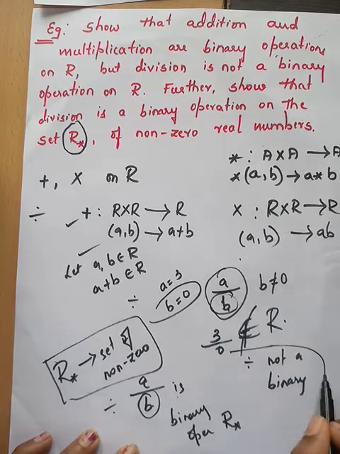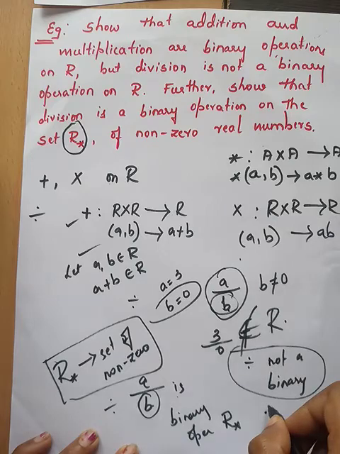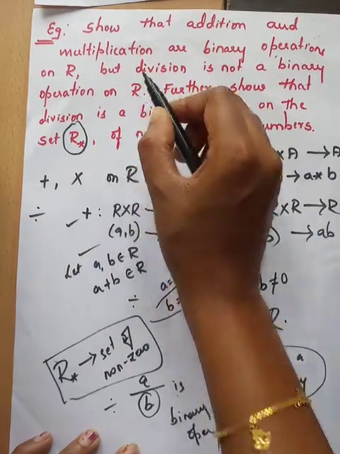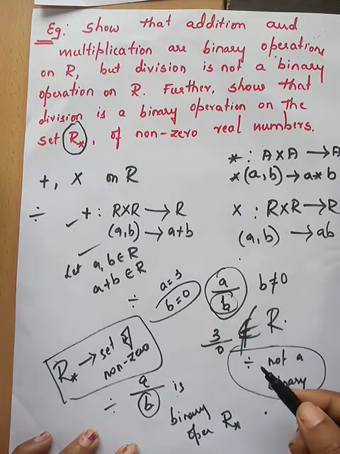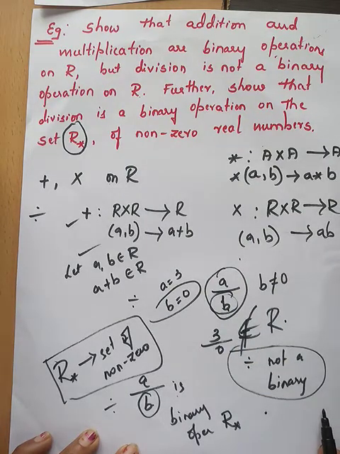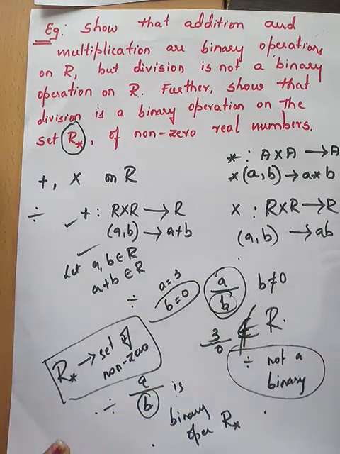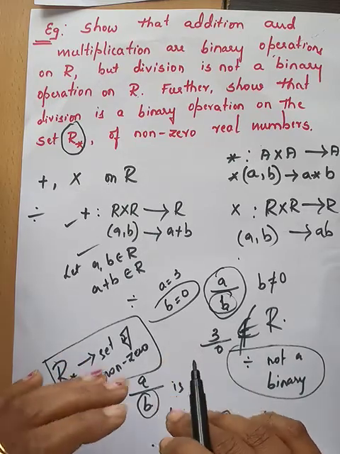Remember, here division is not a binary operation because the operation is defined on the set R. R is the real numbers, which includes 0. That's why division is not a binary operation. Whereas in this case, division is defined on the set of non-zero real numbers. 0 is not included. Therefore, division is a binary operation in this case.